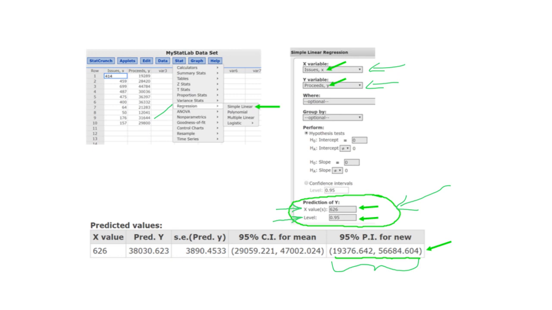So you can see everything's in StatCrunch. It's just being careful about what you grab from where, and then making sure if you need a prediction interval to work your way all the way down so that you put the X value and the significance level in for the prediction.